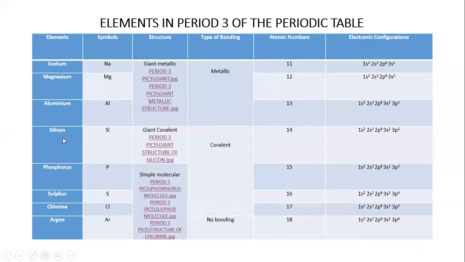Okay, so now we can summarize this. When they ask you about the structure of the metals in period 3, any of the metals in period 3, just know the structure is giant metallic, and the type of bonding is metallic bonding. If it is silicon, the structure is giant covalent. That's the structure, but the atoms in the structure, each is covalently bonded to 4 others in a tetrahedral arrangement.